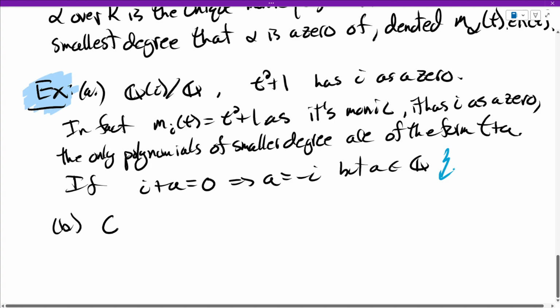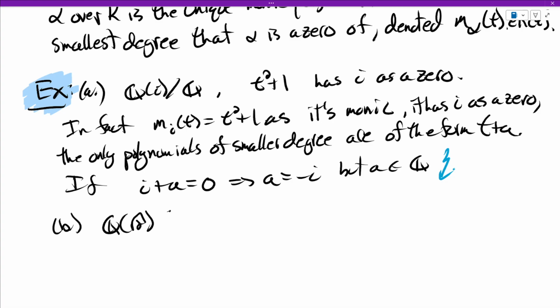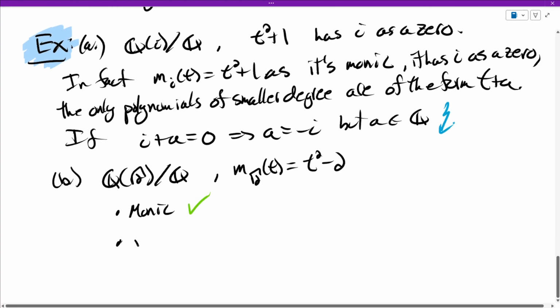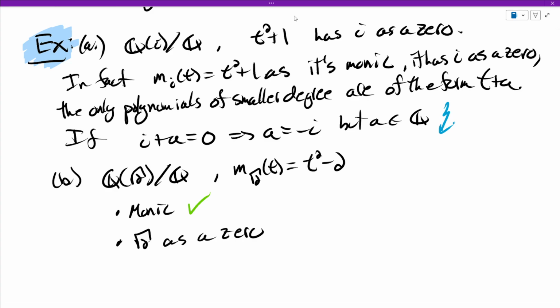Q adjoin root 2 over Q. Well, I claim that the minimal polynomial of root 2 over Q is t squared minus 2. Let's go through the checks. Is it monic? Yep. When you plug in root 2, do you get 0? Yep. Root 2 squared minus 2 is 0.